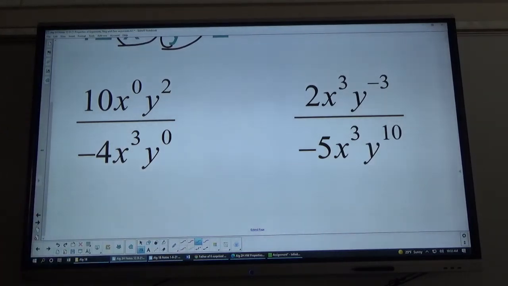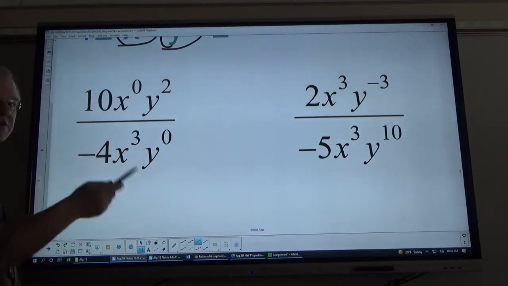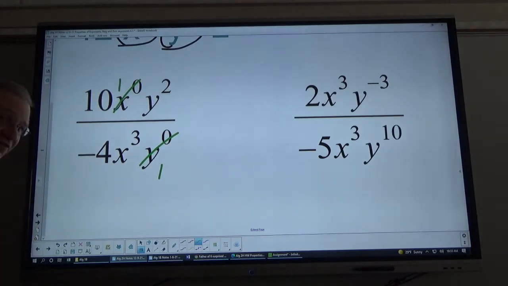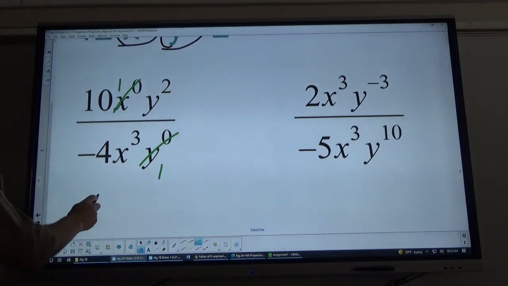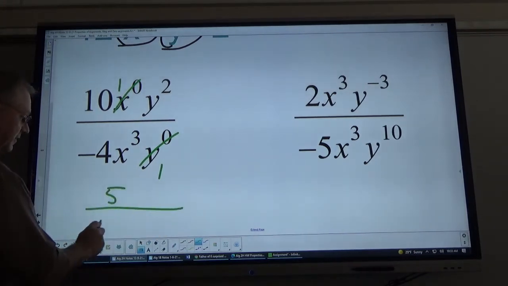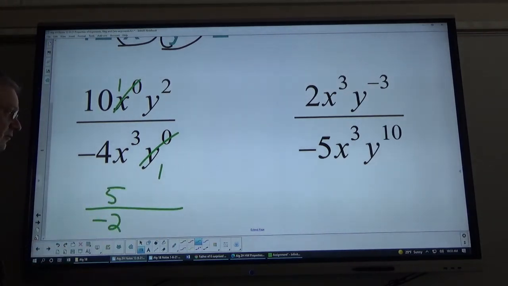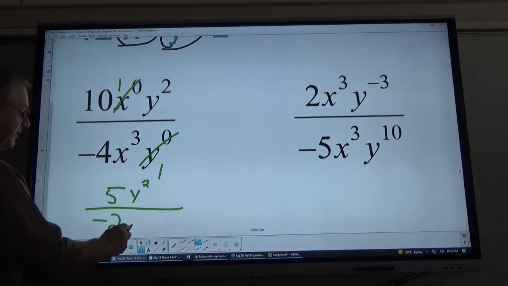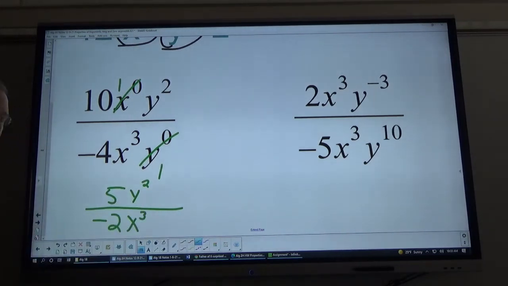Anything to the 0 power becomes a 1, and if there's other things around it, you can just cross that off. It becomes the number 1, not to the first power, the number 1. 10 and 4 reduce, 5, negative, didn't go away, 2. And then the y to the second is still on top, the x to the third is on bottom.